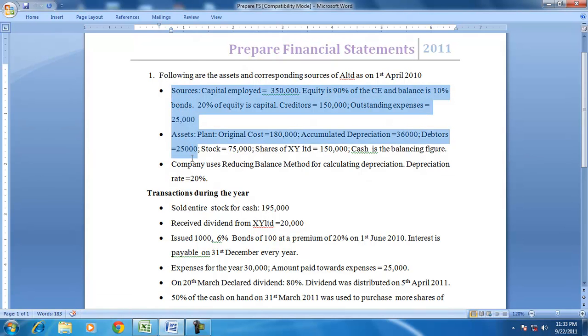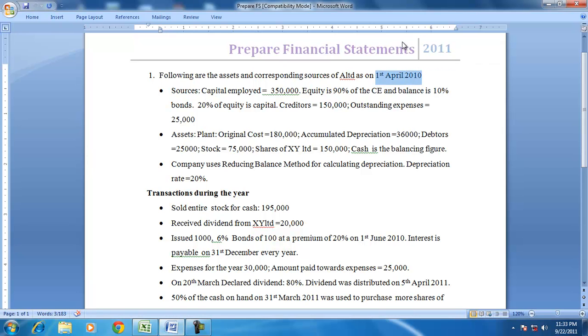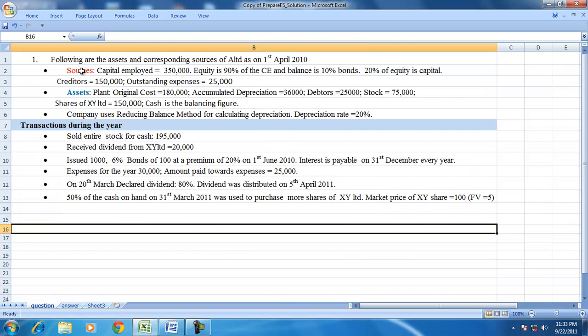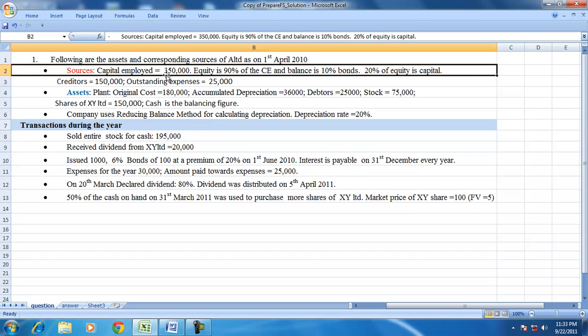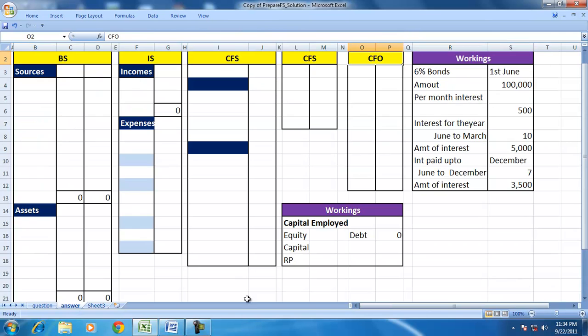So first let us prepare the opening balance sheet. The opening balance sheet will show the assets and the corresponding sources as on 1st April 2010. This is the information given. On 1st April there is a capital employed of 350,000, and 90% of the capital employed is equity and the balance is the bond.